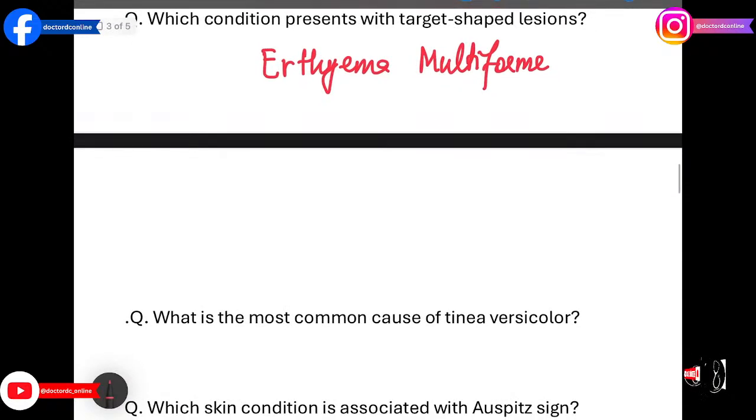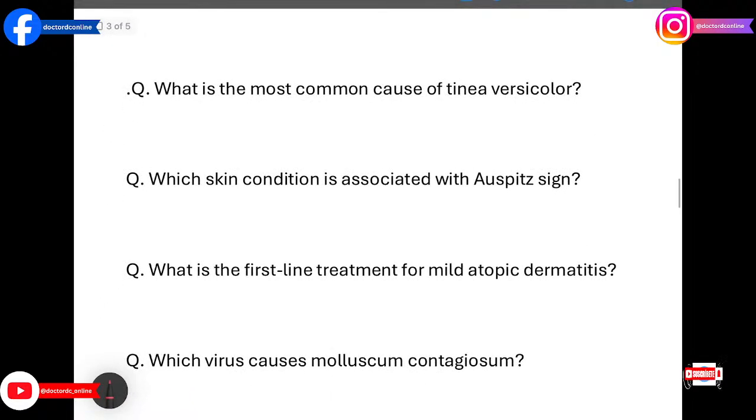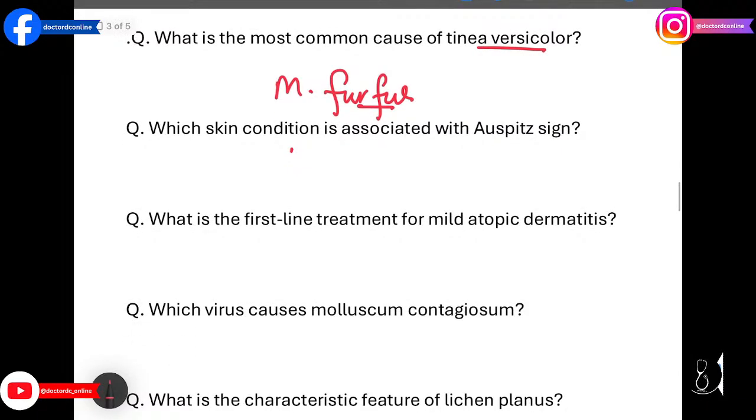What is the most common cause of tinea versicolor? Malassezia furfur. This yeast causes hypo or hyperpigmented patches, often on the trunk. Which skin condition is associated with Auspitz sign?